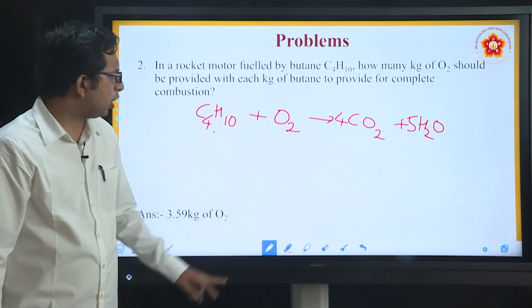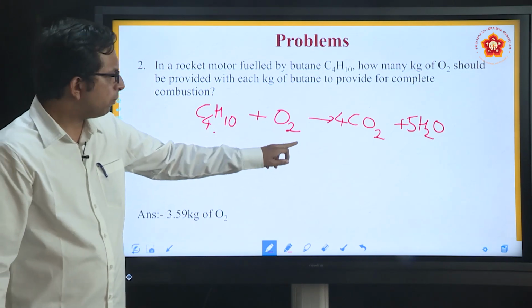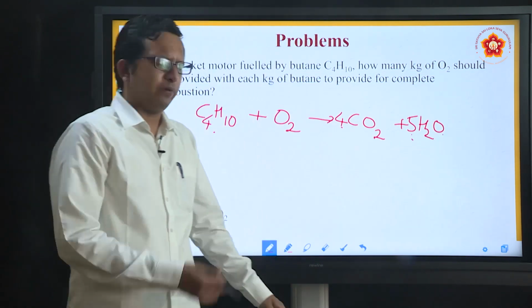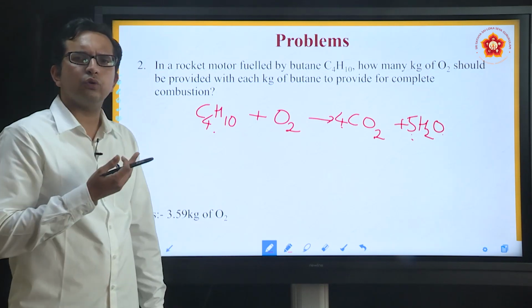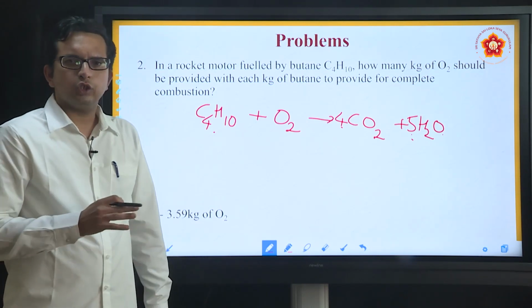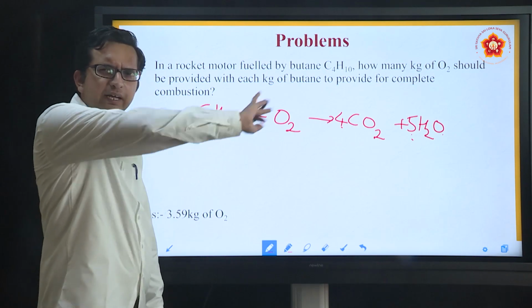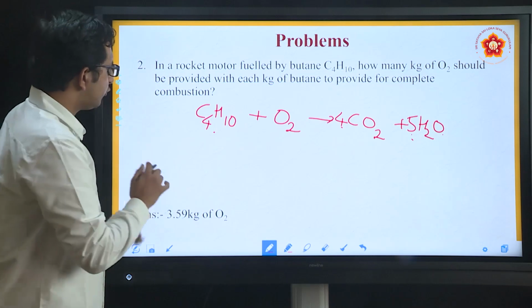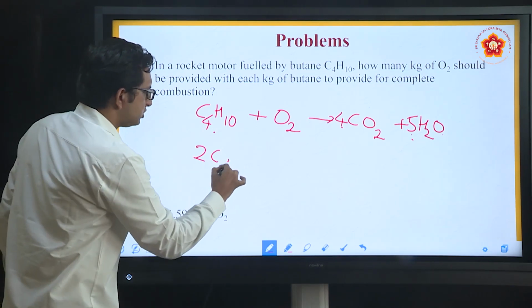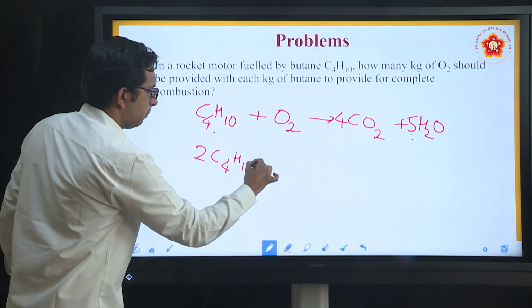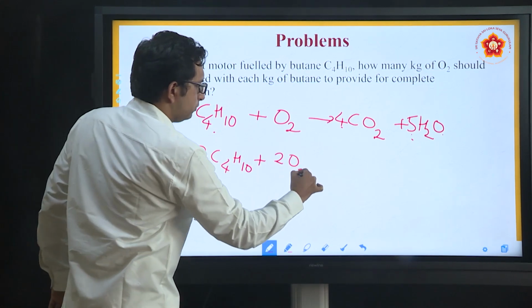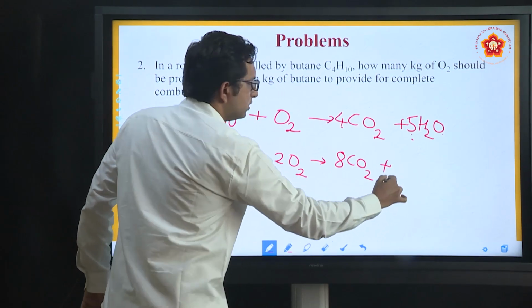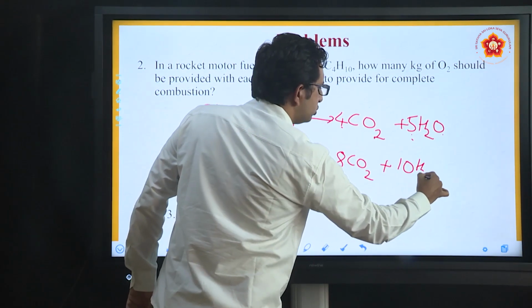Now I am left with oxygen. How many oxygens do I have here? 2. But here I have 4 2s are 8 plus 5, 13. And whenever it is an odd number, it will be difficult for you to balance in this case. So what you can do is simply multiply the reaction by 2. This is the technique of how you balance the reaction. So if you multiply, what happens? 2C4H10 plus 2O2 gives rise to 8CO2 plus 10H2O.